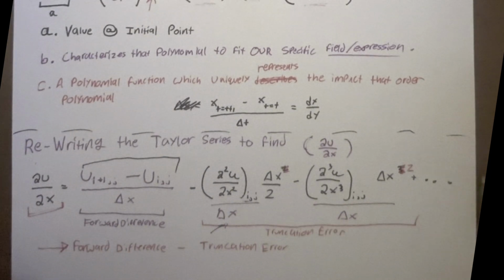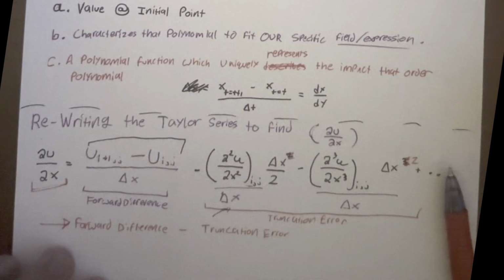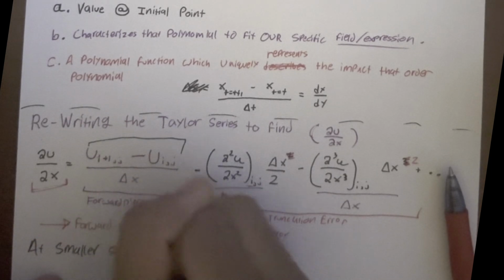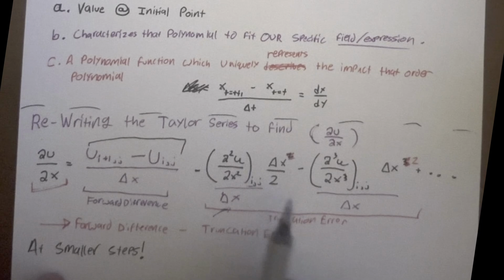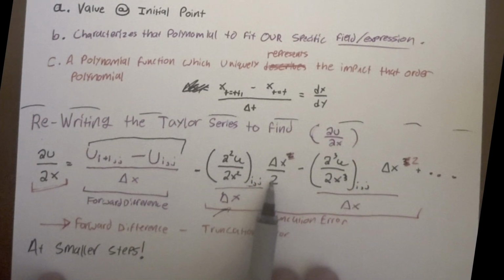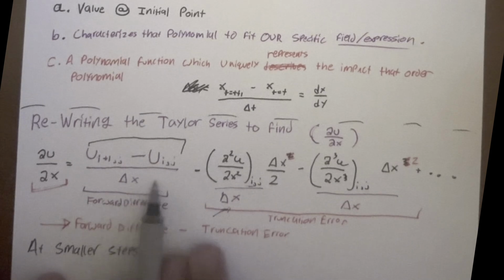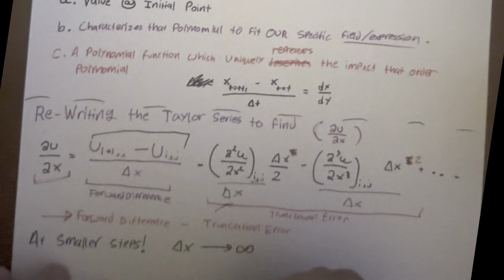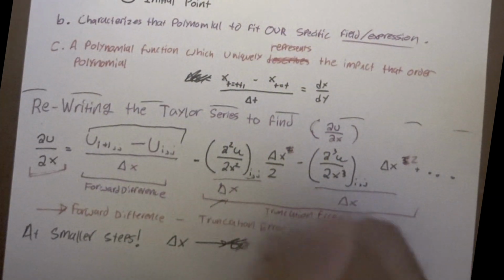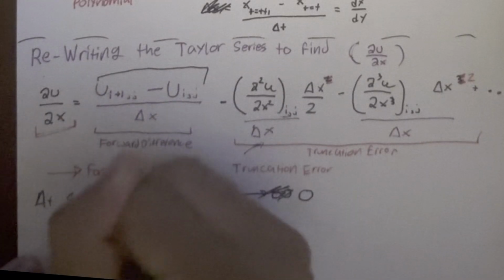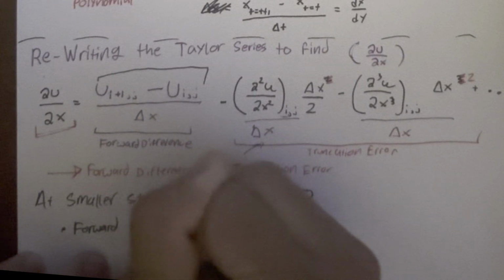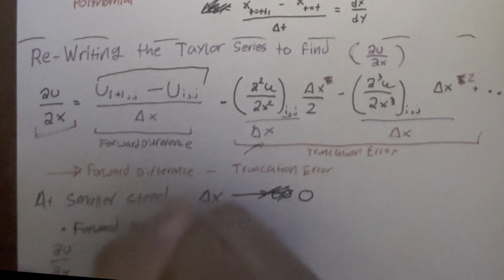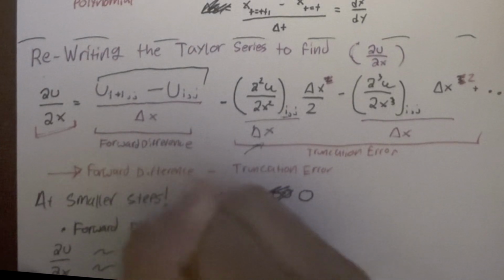At higher orders, change in x squared, at smaller steps actually, we are able to neglect these higher order terms and focus on the forward difference, because as change in x approaches 0, the forward difference dominates, and we can approximate du dx as a function of just the forward difference.